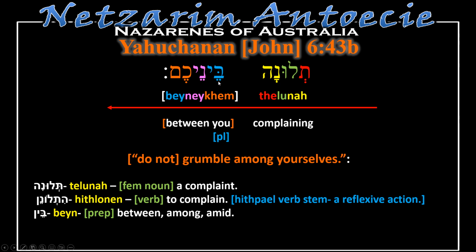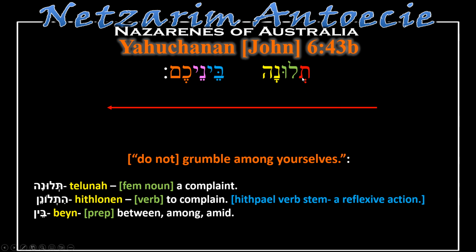And then beneichem. Now the root of that is bayin. If we look down here, bayin is a prep. It means between, among, amid. So you could put between you, amid you, among you. So do not grumble among yourselves. And so now we can read that. And it is teluna beneichem. Complaining between you.